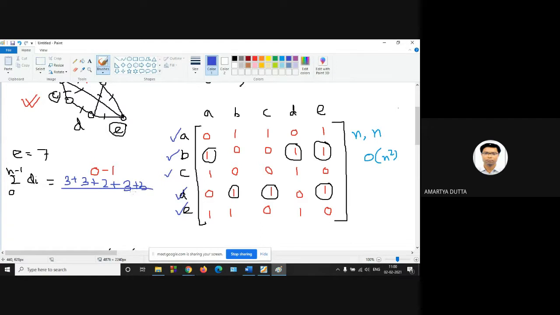Divided by 2. So this is 14 by 2, which is 7. Is it clear to you? Please clarify.